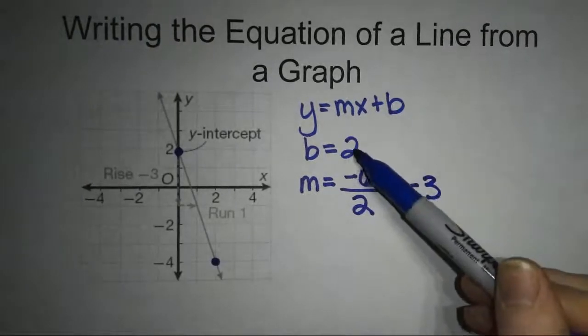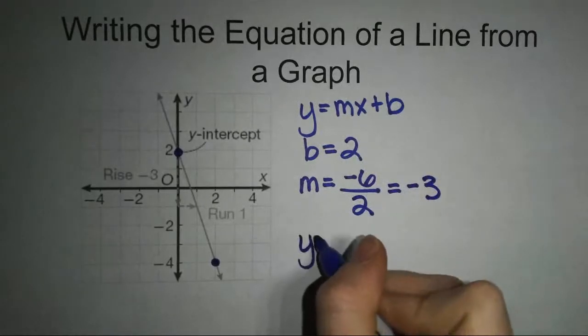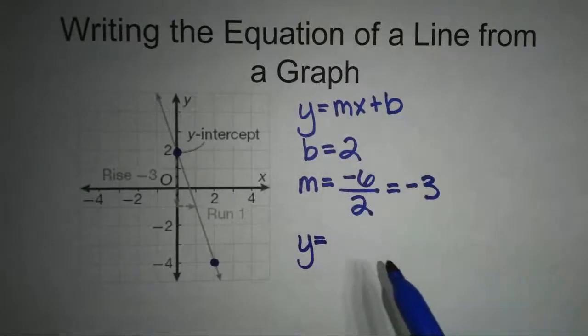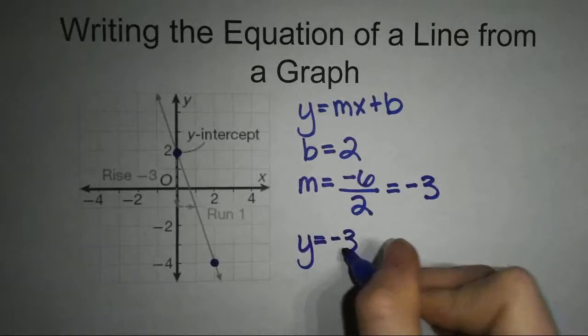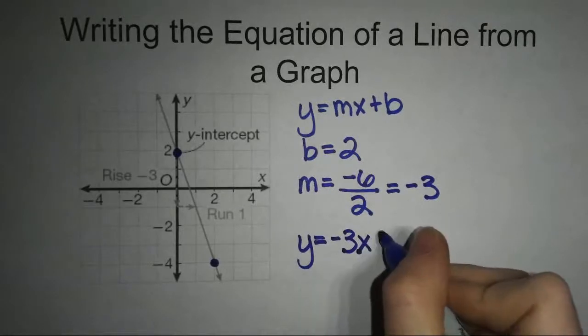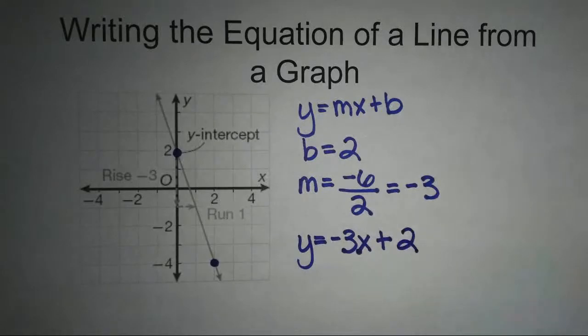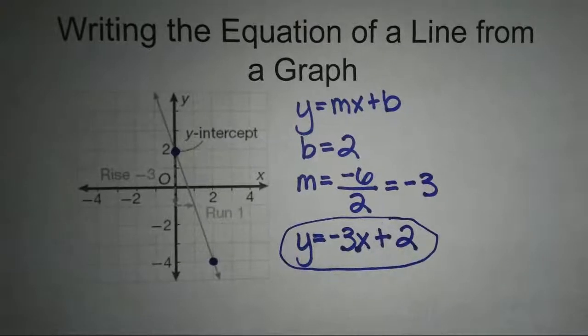Now I have my y-intercept, I have my slope, and all I have to do is plug it into my slope-intercept form of my linear equation. So I've got y equals, and then I know m is -3, and then I have x, plus b, which I identified as 2. So the equation of this line is y equals -3x plus 2.